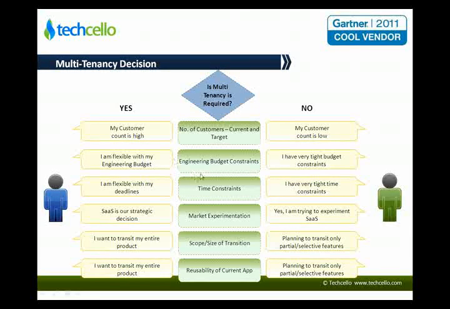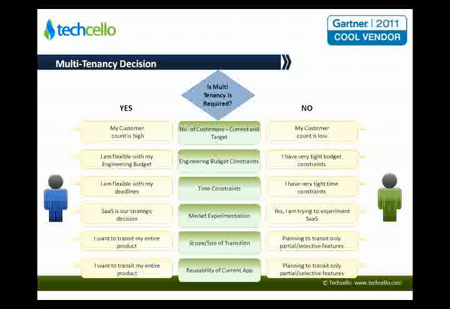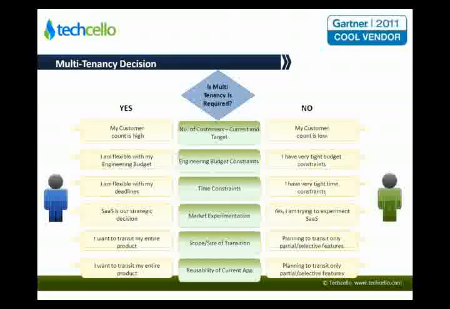Engineering budget constraints. If you have a very stringent budget, obviously you will not be able to rewrite your entire product, and in this case, you will tend towards a single-tenant model. Now again, time constraints are like your engineering budget constraints. In case you have a very short time to hit the market, then you would tend towards a single-tenant model compared to a multi-tenant model.